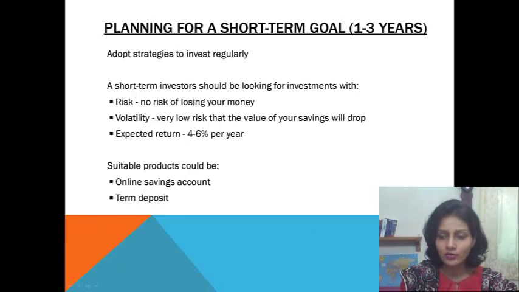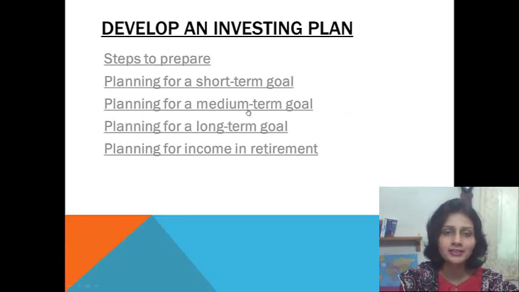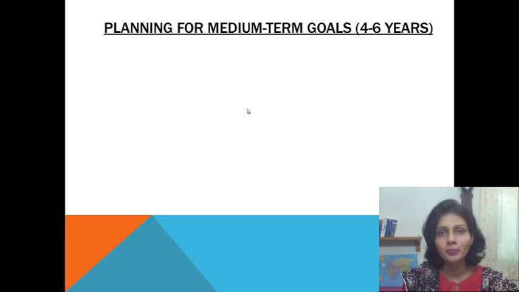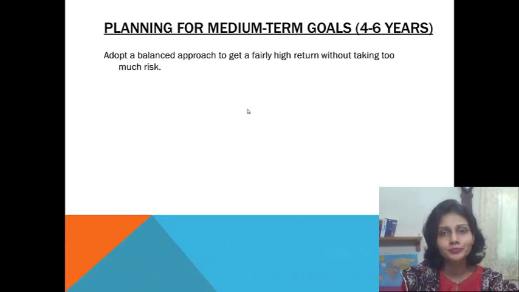Now let's see what is our next discussion point. That is planning for medium-term goals. And what are medium-term goals? Medium-term goals are really anything that you may be saving for in the next 4 to 6 years. Now for a medium-term approach, you need a balanced approach. That is, you are thinking about a fairly high rate of return, higher than what your bank is going to give you, but you are still not willing to take a lot of risk.